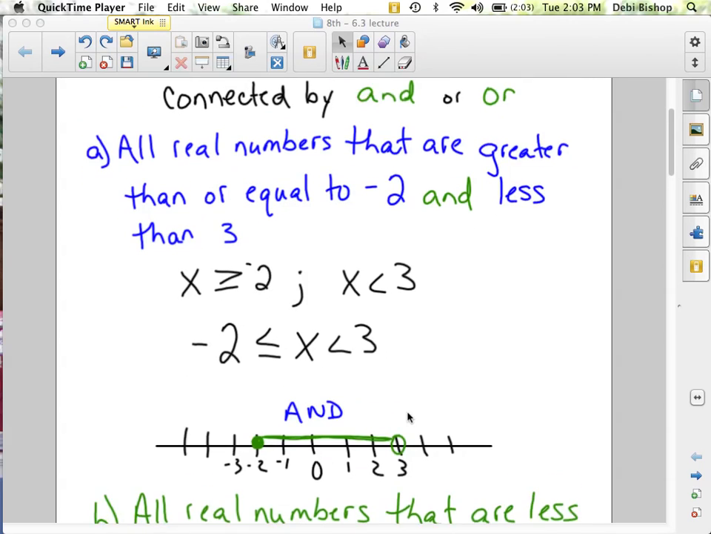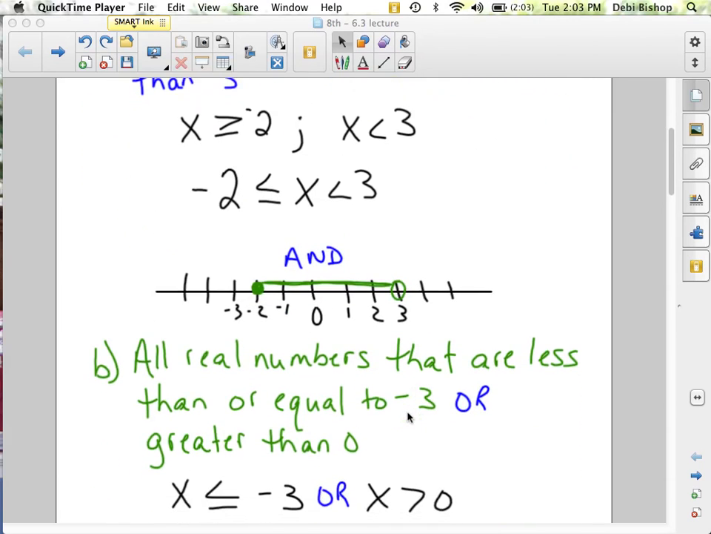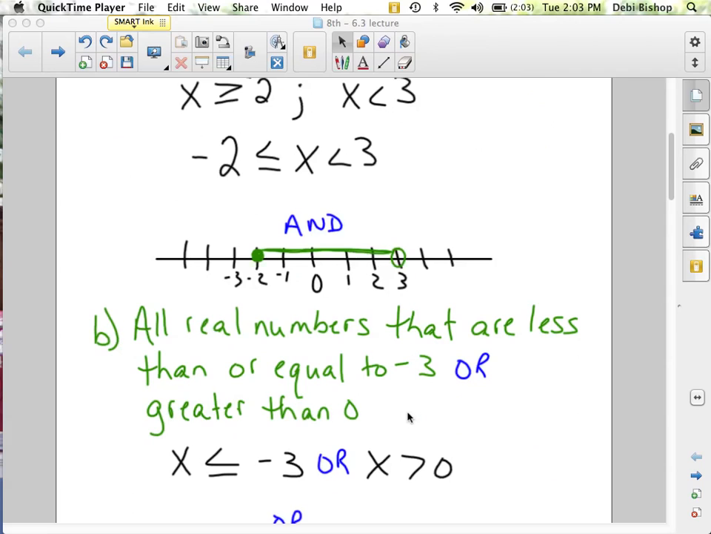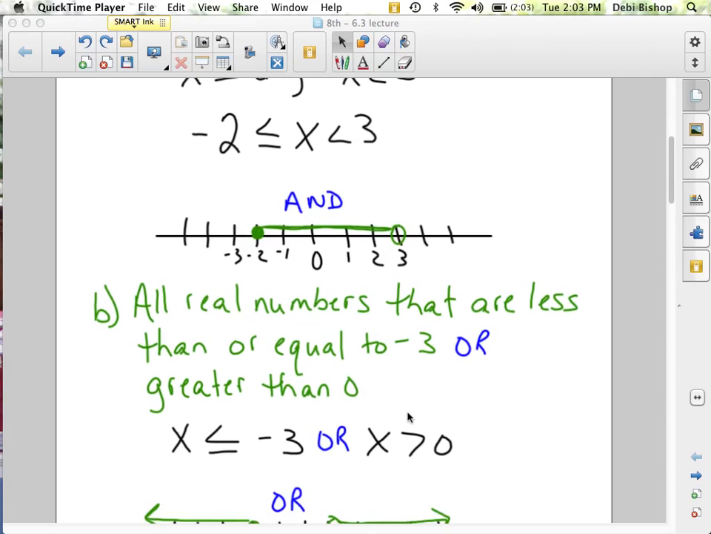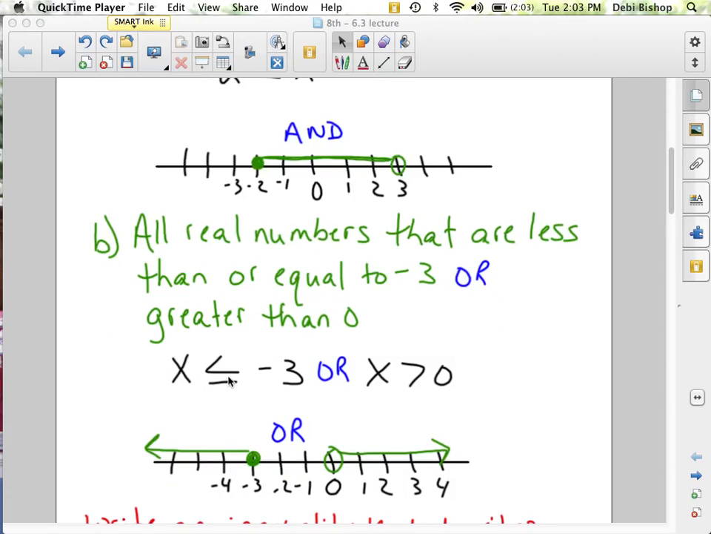So let's do an "or" statement. Here's our example of all real numbers that are less than or equal to -3 or greater than 0. In our "or" statements, we have to keep it as two. So I write x is less than or equal to -3 or x is greater than 0. When you have these, you will graph these. So I have a solid dot at -3, and my arrow goes to the left. And then I also have an open dot or circle at 0, and my arrow goes to the right.